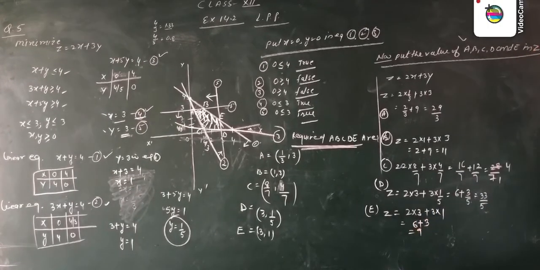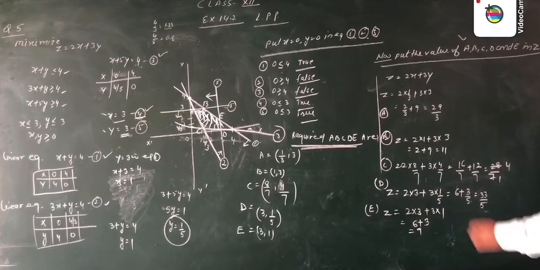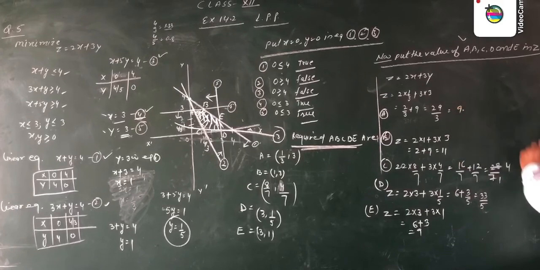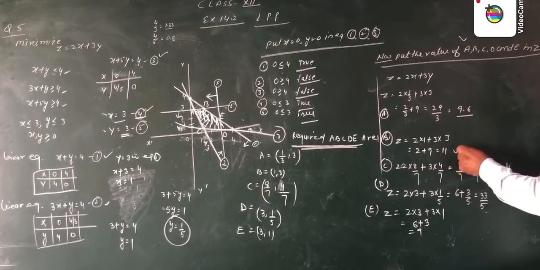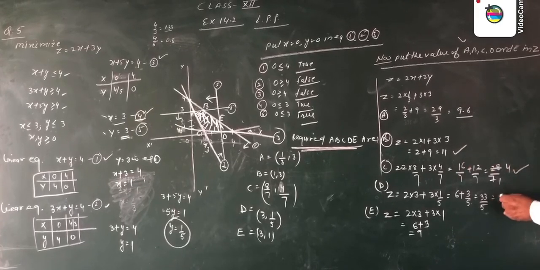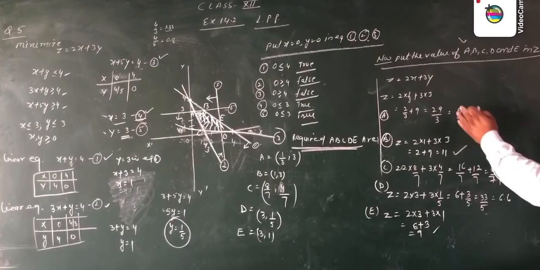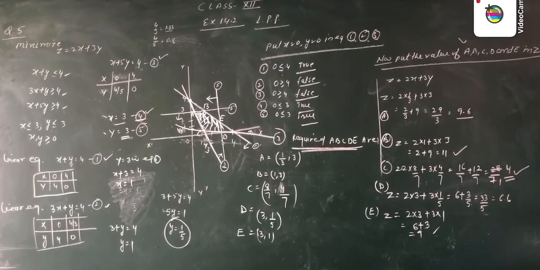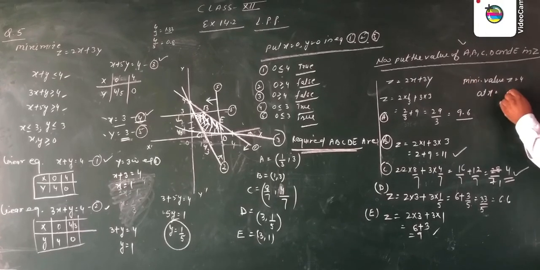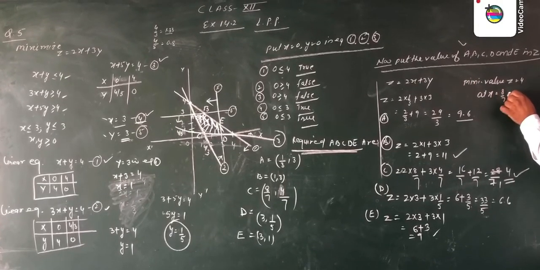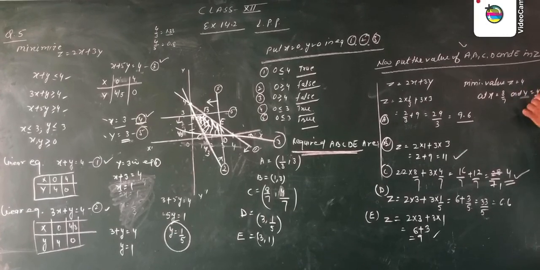Now we have to find the minimum value of all these points. This value is 9.6, this is 11, this is 4, this is 6.6, this is 9. So now the minimum value of all these points is 4. So now we write the minimum value at x is equal to 8 by 7 and y is equal to 4 upon 7. This is your answer.